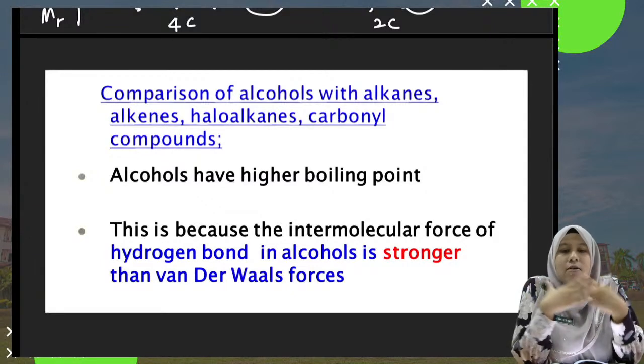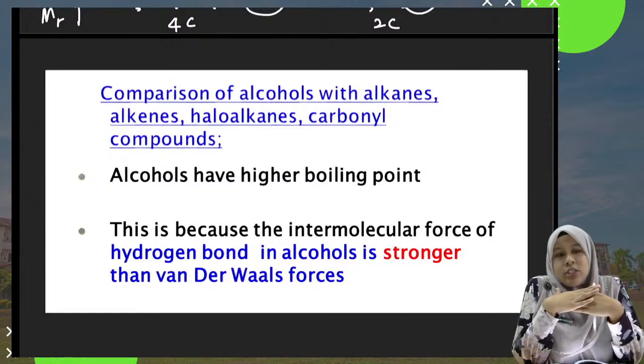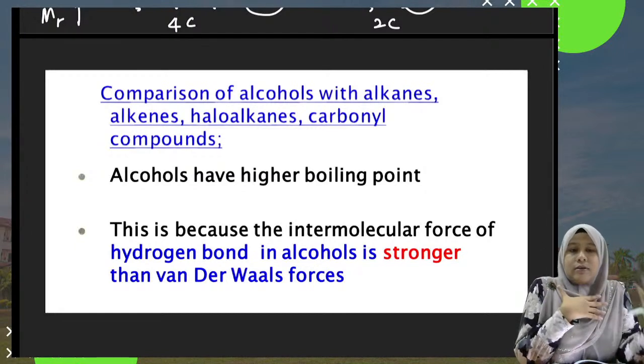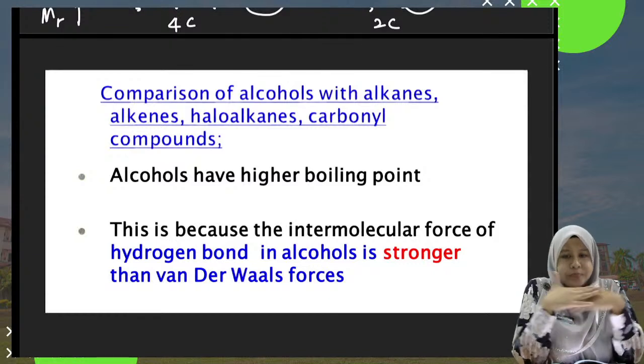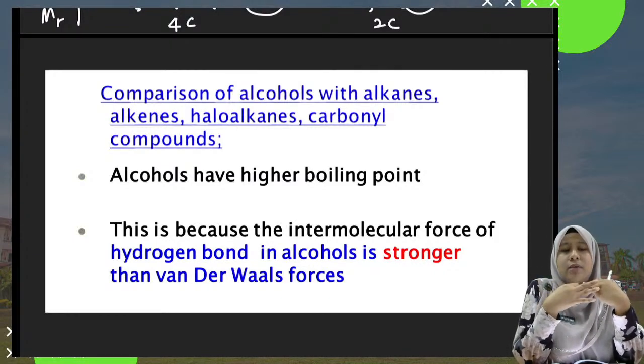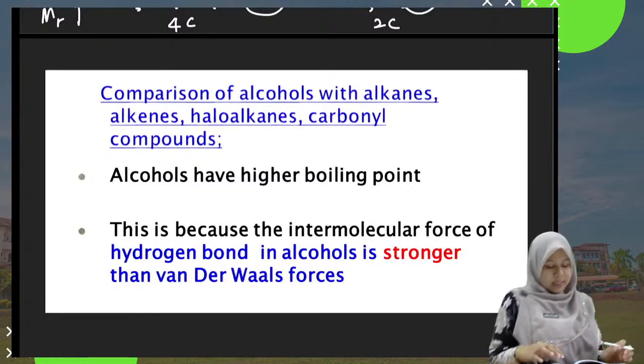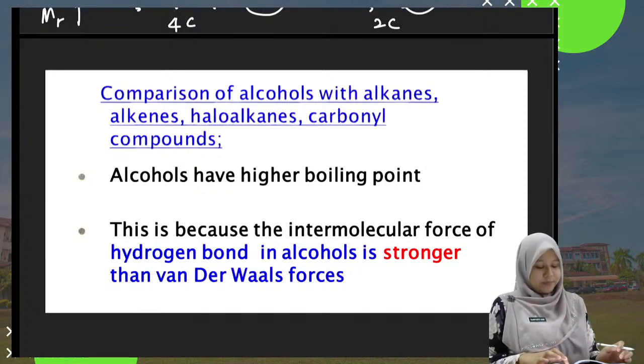So dalam alcohol kita ada OH, so they will form hydrogen bond. Tapi alkane there are no hydrogen bond. Alkene also there are no hydrogen bond. So jadi kalau kita compare dengan other compound, untuk alkane, haloalkane, carbonyl, so hydrogen bond lah yang paling tinggi dia punya boiling point.